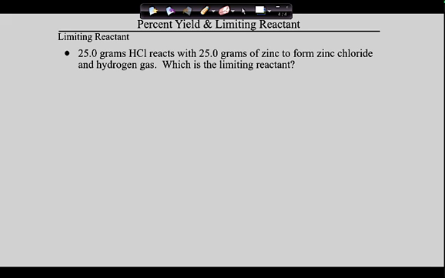25 grams of HCl reacts with 25 grams of zinc to form zinc chloride and hydrogen gas. Which do you run out of first? I don't even think you need to write this down. Let's just solve it. So guys, here's the balanced equation. Single displacement reaction, that you probably want to write down. Balance is like this. Single displacement reaction. This is the reaction that you did in lab that generated the hydrogen gas that then led to the explosion.